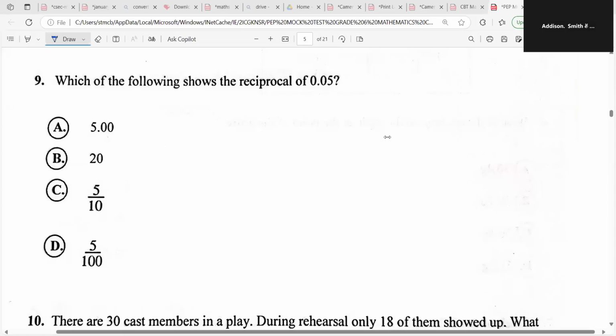Sir, I would choose D, because of the place of the 5, which is 2 decimal places away, which would be equivalent to 5/100. Alright, thanks so much.